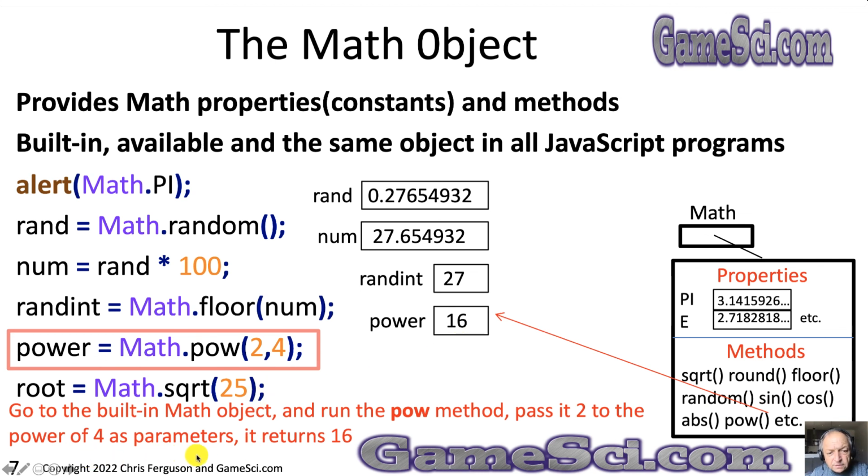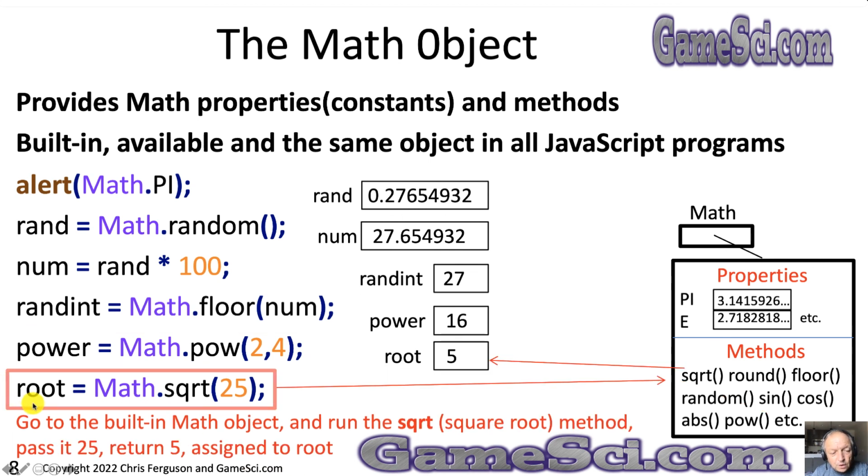All of these methods are math related. Random, floor, power, square root, they're all math related functions because that's what's in the math object. Root equals math.sqrt, or SQRT, and pass it a 25. Go to the math object, run the square root method, pass it a 25. When it executes with the parameter of 25, it'll say the square root of 25 is 5 and return it to the root variable. It's not hard.